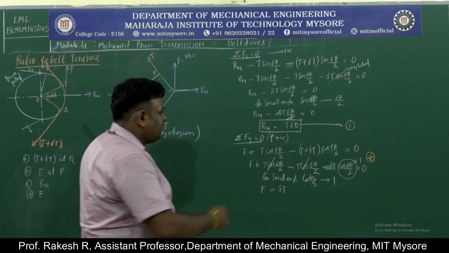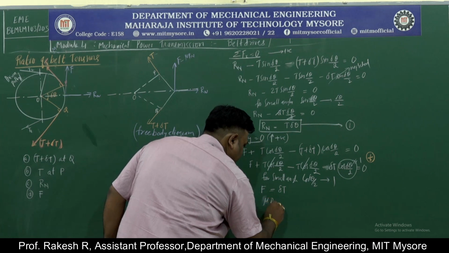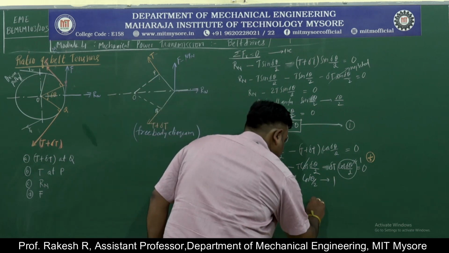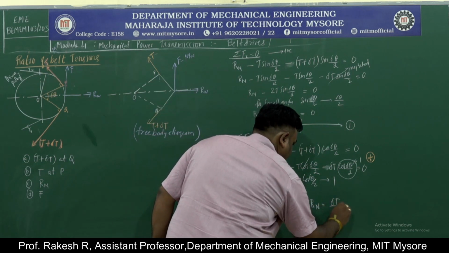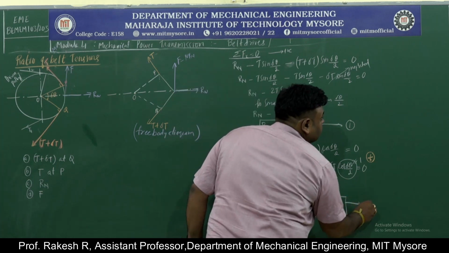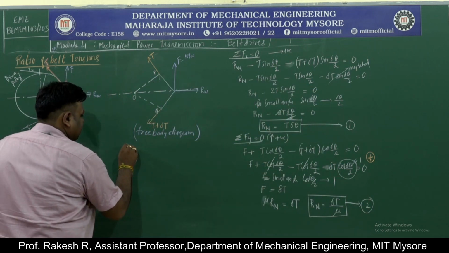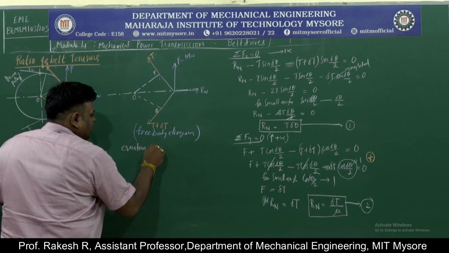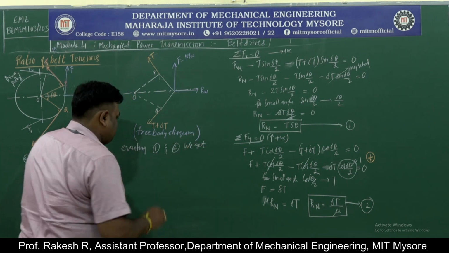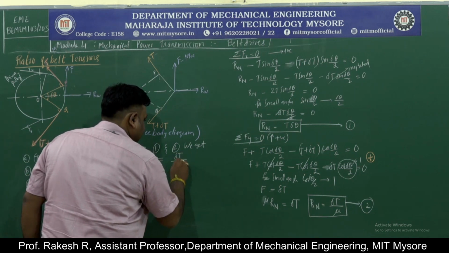If I write this, what is F? Mu into Rn is equal to delta T. That is the equation for this. If I rearrange this, Rn is equal to delta T divided by mu, where mu is the coefficient of friction. I will be equating 1 and 2. Equating 1 and 2, we get Rn is equal to T into delta theta, which will be equal to delta T divided by mu.